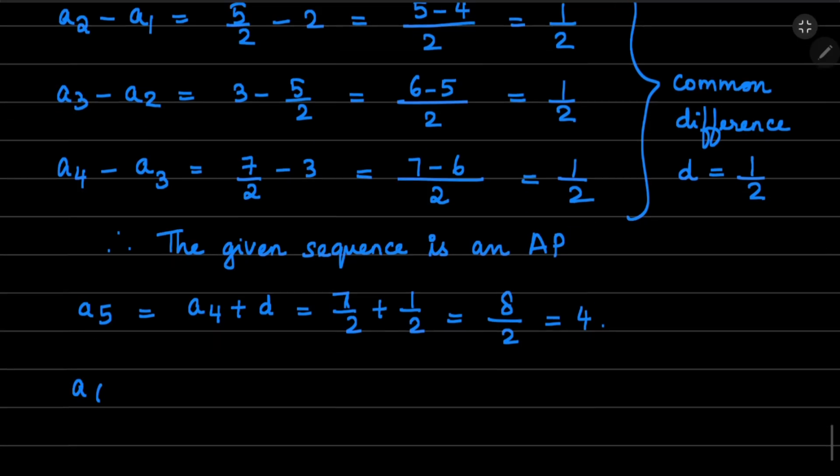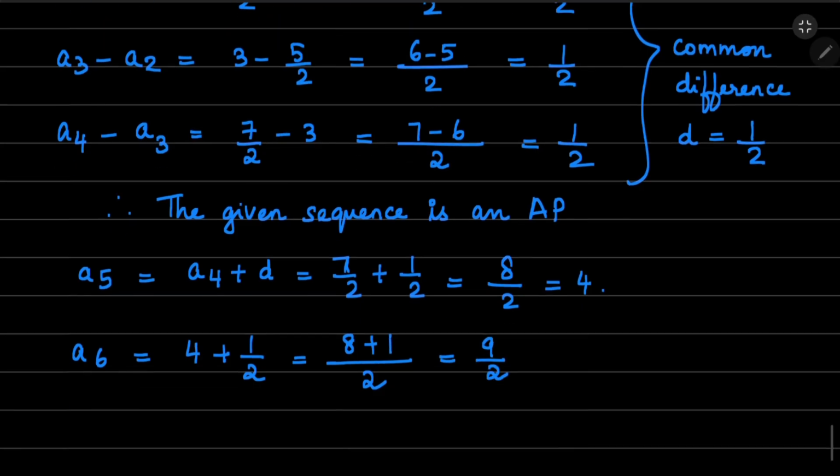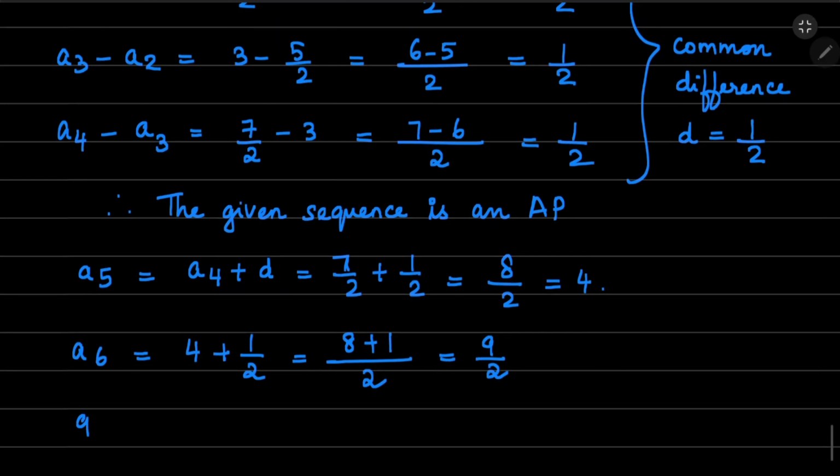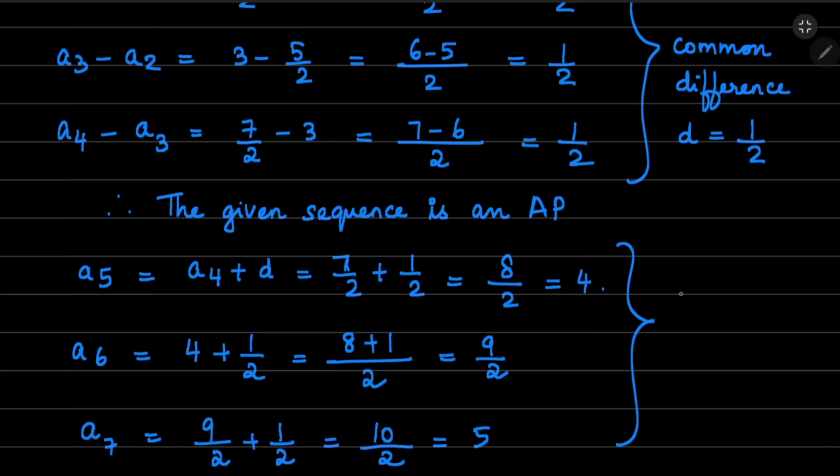What is your A6 term? A5, what is your A5? That is 4 plus D. D is 1 by 2. So what do you get? LCM is 2. 8 plus 1, that is 9 by 2. This is your 6th term. What is your 7th term? A7 will be equal to A6, which is 9 by 2. 9 by 2 plus 1 by 2, which is 10 by 2, that is 5. So these are the next 3 terms of the same sequence.